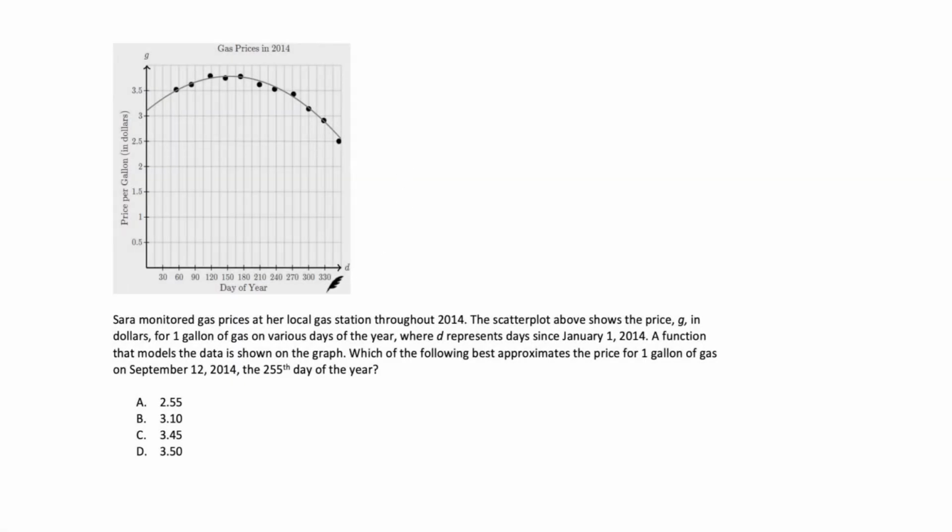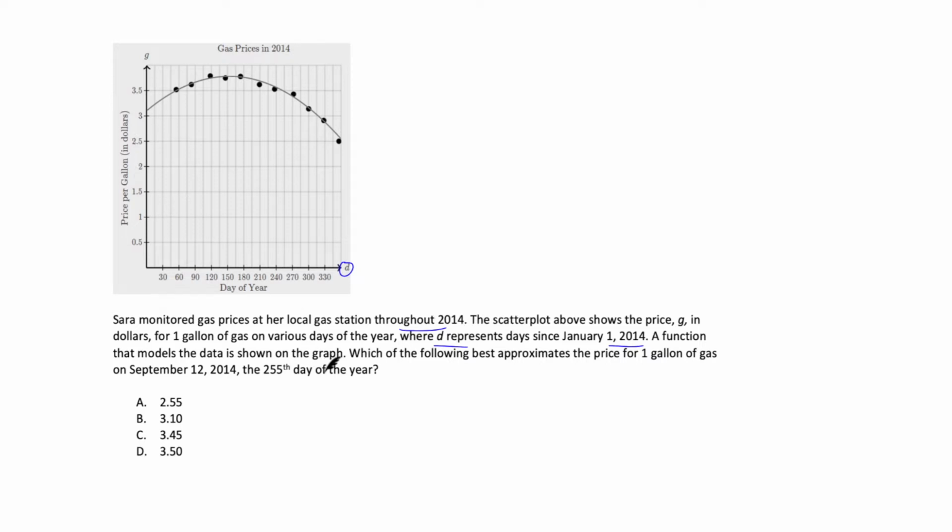Next question. Sarah monitored gas prices at a local gas station throughout 2014. The scatter plot above shows the price G in dollars for 1 gallon of gasoline on various days of the year, where D represents days since January 1st, 2014. So on the x-axis, you can see we have our D, days of the year, and on the y-axis, we have price per gallon in dollars.